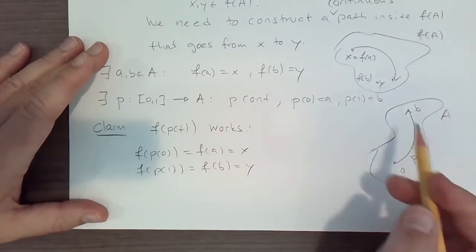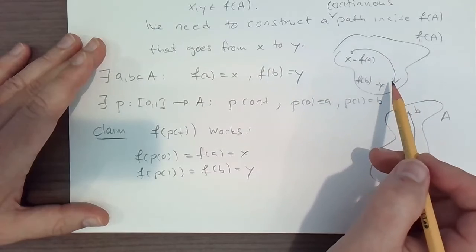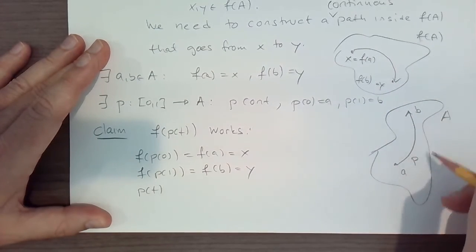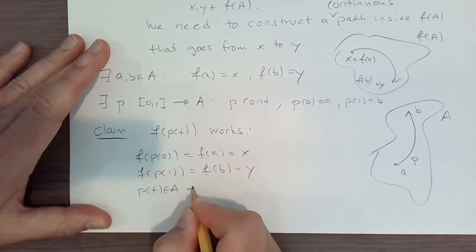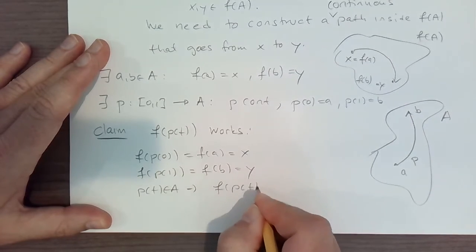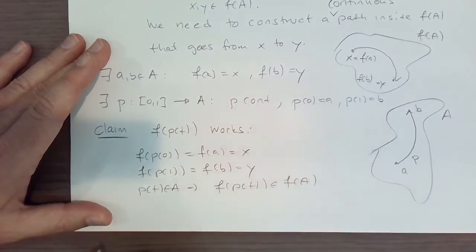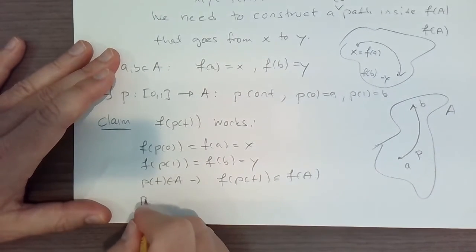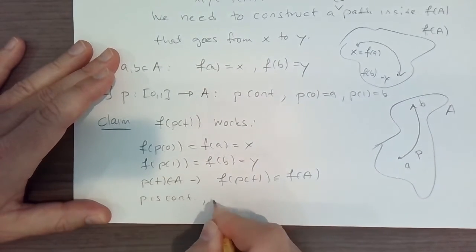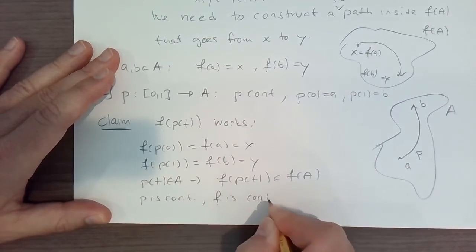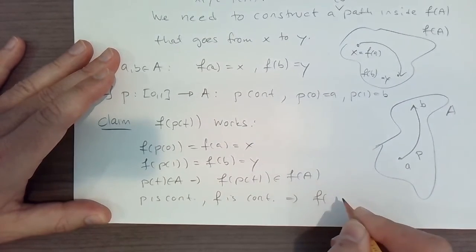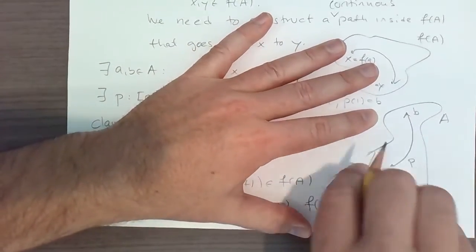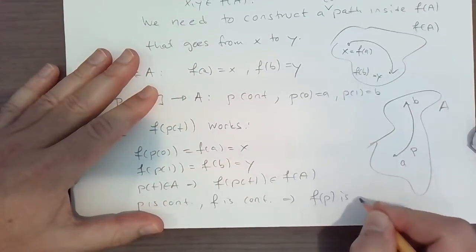I also need to make sure that the path stays inside f of A, but it does, because p of t is something that is inside A. This implies that f of p of t belongs to f of A. And then the final one is that p is continuous and f is continuous. That implies that when I compose them, f composed with p is again continuous.